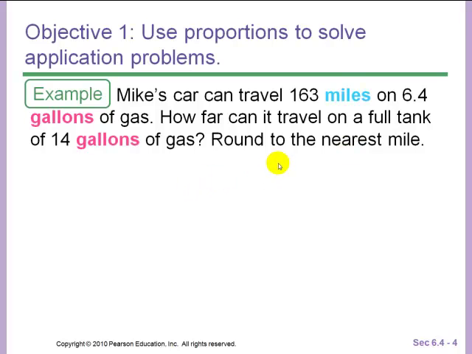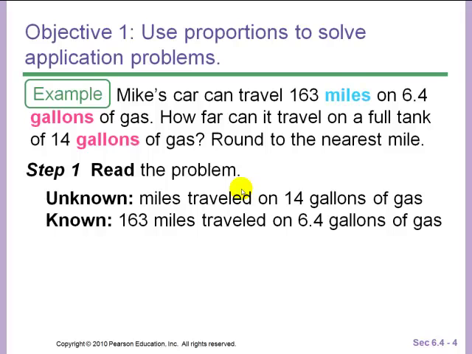Notice that we are comparing different units. We know that we have 163 miles on 6.4 gallons of gas. And then how far? How far is always asking questions such as miles, feet, meters, kilometers, etc. Can it travel on a full tank of 14 gallons? So we are comparing miles and gallons. In this case, our proportion is going to be comparing two rates because they have different units.